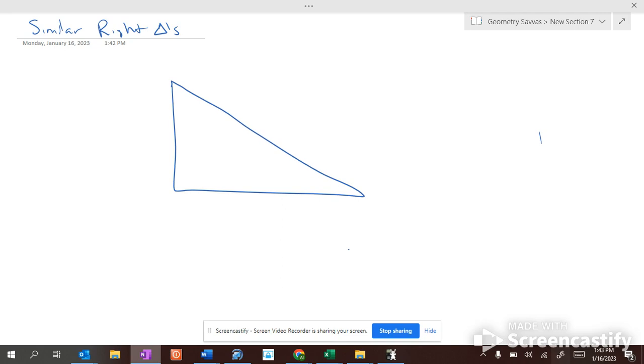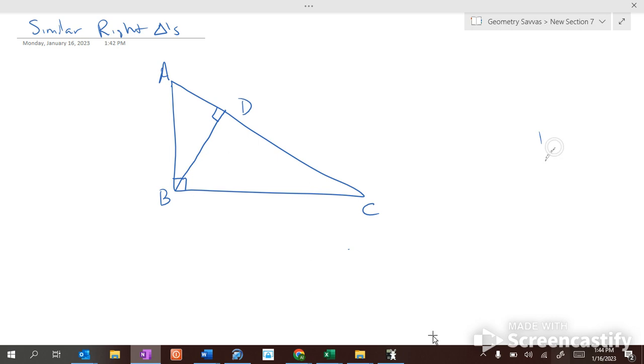Here's a right triangle. Now, if we draw the altitude to the hypotenuse of the right triangle, all of a sudden we have three right triangles that all look alike, that are all similar. So let's call this A, B, C, and D. What triangles are similar to what?